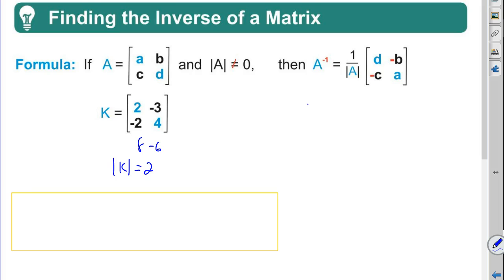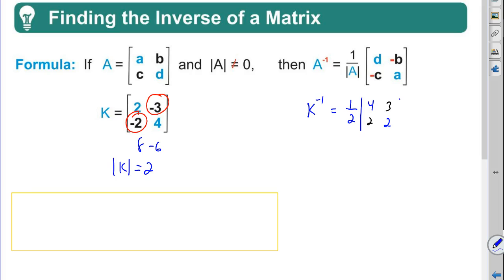Okay, so now K to the -1, its inverse, is 1 over 2, the K determinant. And then I've got to multiply this. Remember, this is scalar multiplication. First off, switch the 2 and the 4: 4 goes there, 2 goes there. And then remember, a minus 3, so that's going to make that a +3. And then a minus 2, and that's going to make that a +2.